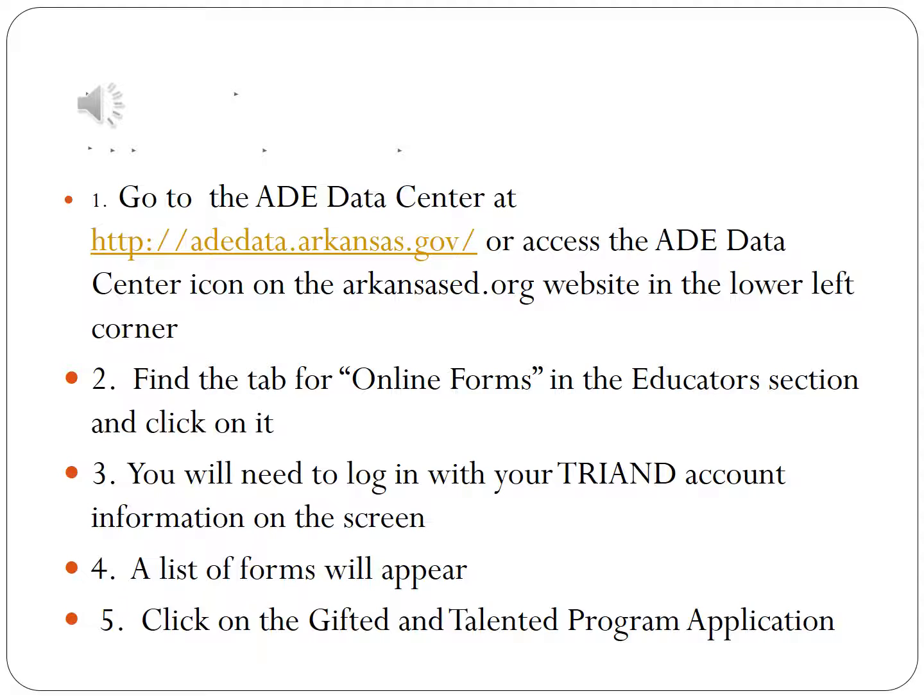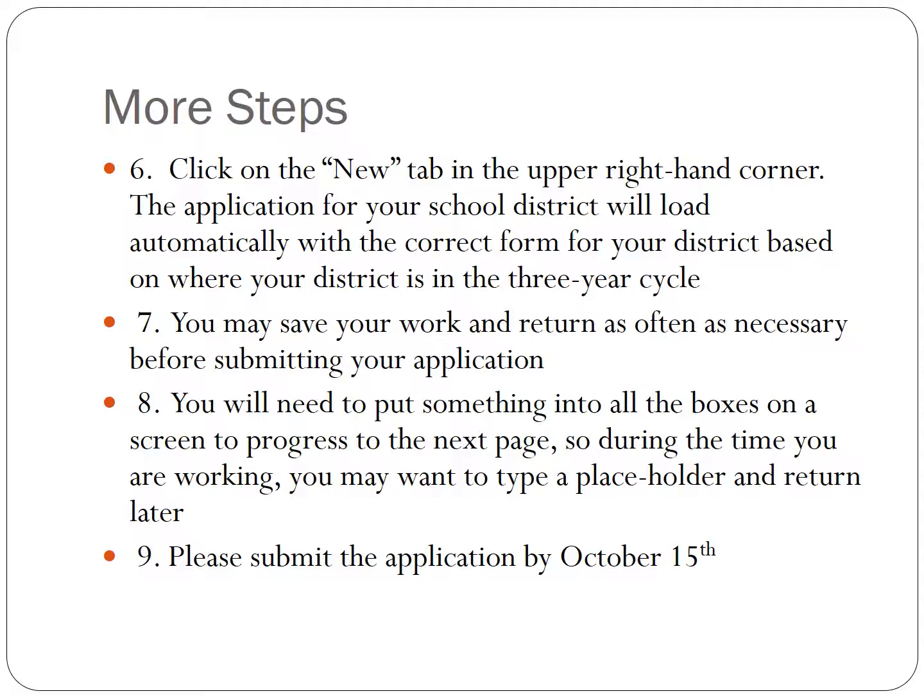You will need to log in with your Triand account information on that screen. A list of forms will appear. Click on the Gifted and Talented Program Application form. Click on the New tab in the upper right-hand corner. The application for your district will load automatically with the correct form for your district based on where your district is in the 3-year cycle.